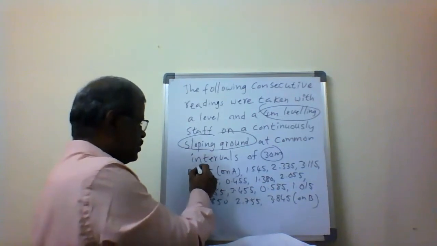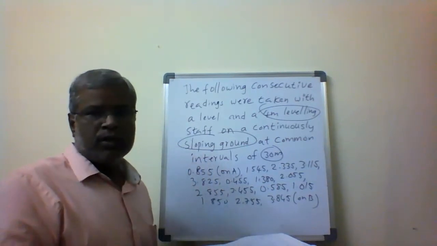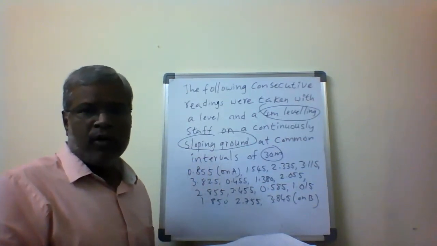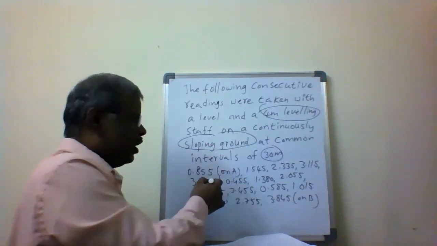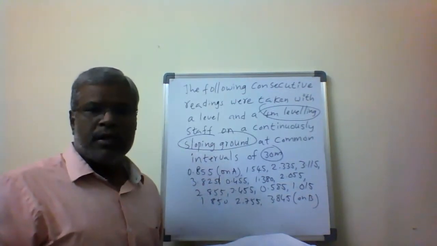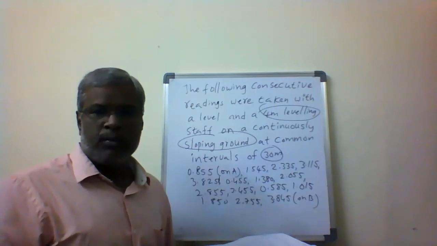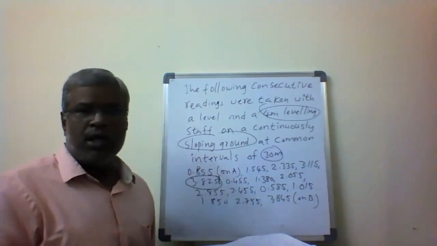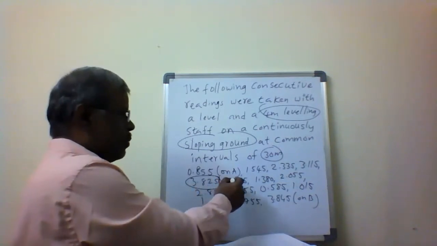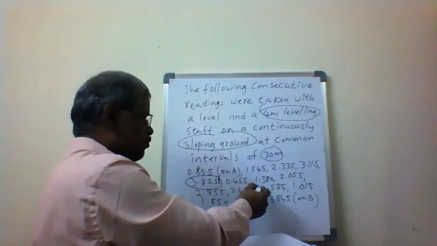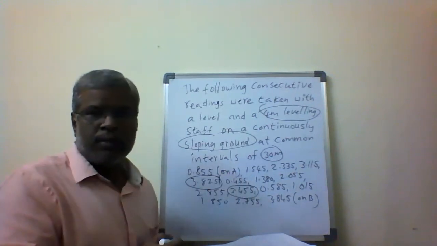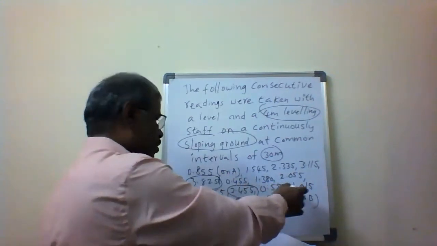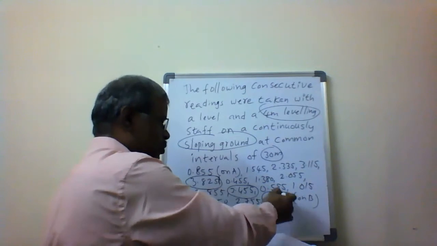If you see, the readings start from a low value and go up to the high value of 3.825. After 3.825, the staff reading is not visible, so we have to shift the instrument. So this reading becomes the foresight. Next is the backsight. Then once again it reaches 3.445, so this becomes the foresight, and the last reading becomes the foresight.